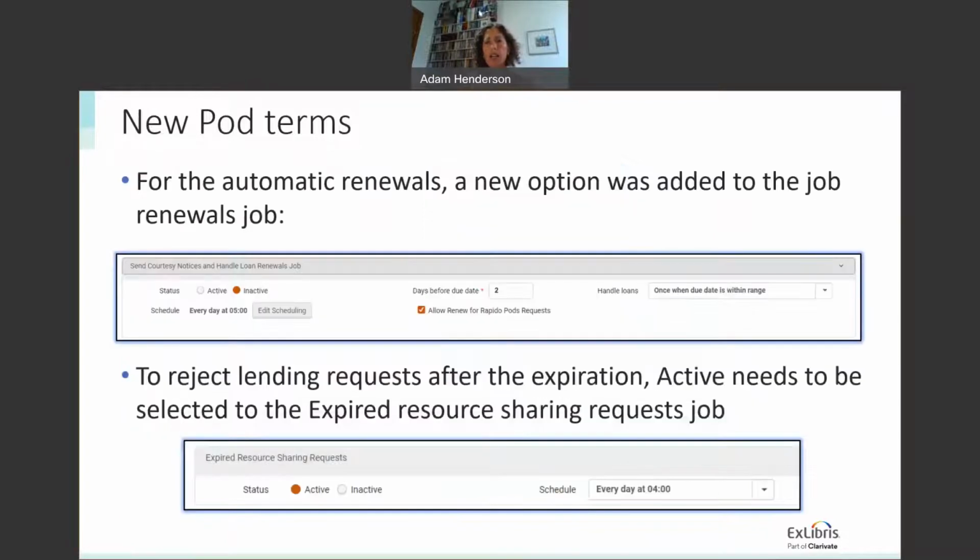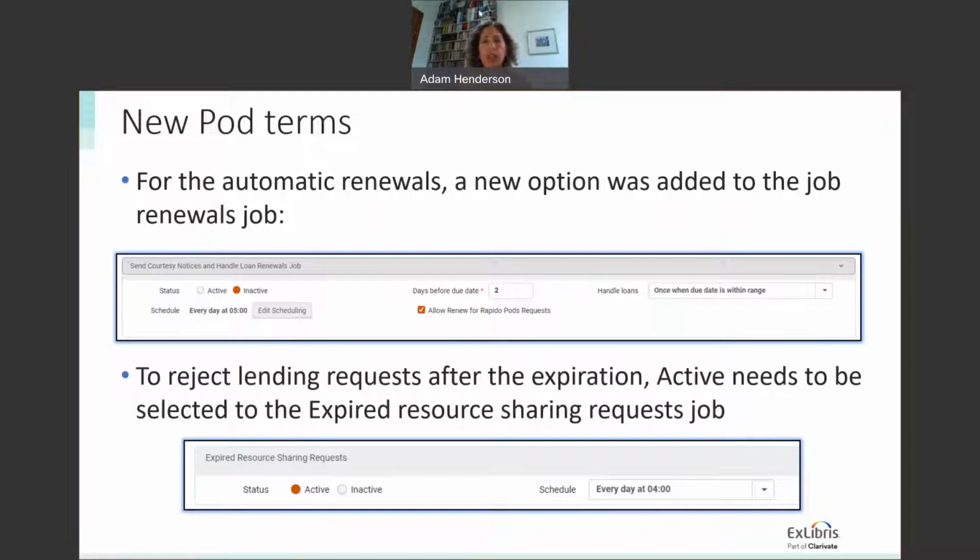And 2 more things are related to the renewals. There is a job that also performs the renewals for regular fulfillment activities. In order for this to happen automatically, you also need to check this box of allow renewal for Rapido pod request. Again, if you do this now in your library, this won't have any effect because you don't have pods that have these terms, but I do want you to be aware of it.